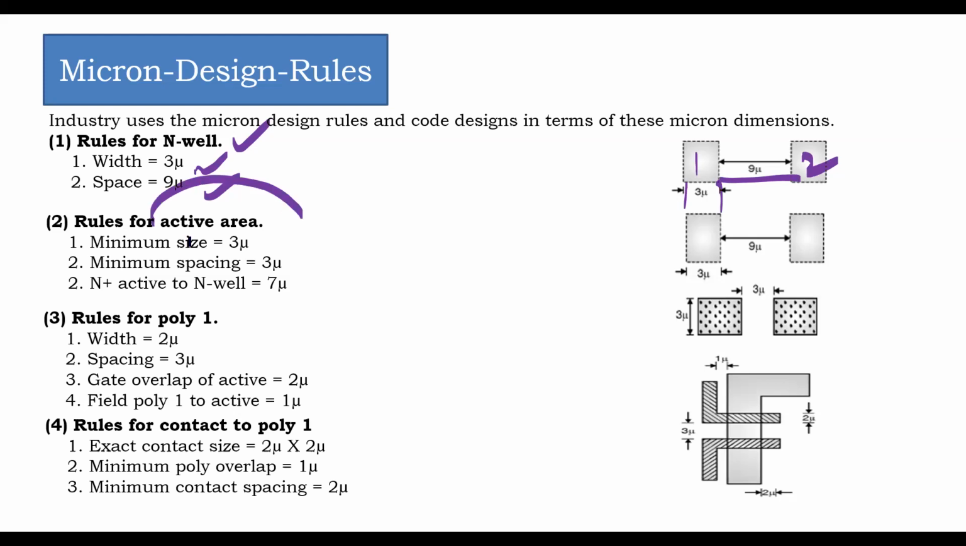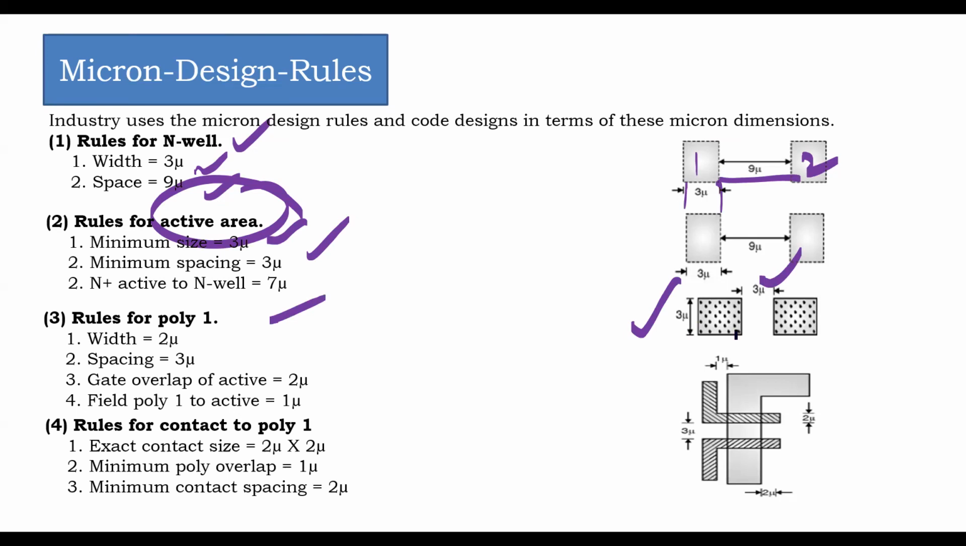And rules for active area. So these are the two active areas. Minimum width is 3 lambda, space is 3 lambda. So n plus active to n plus n well is 7 lambda. Suppose if you take the well to this one, it is 7 lambda.